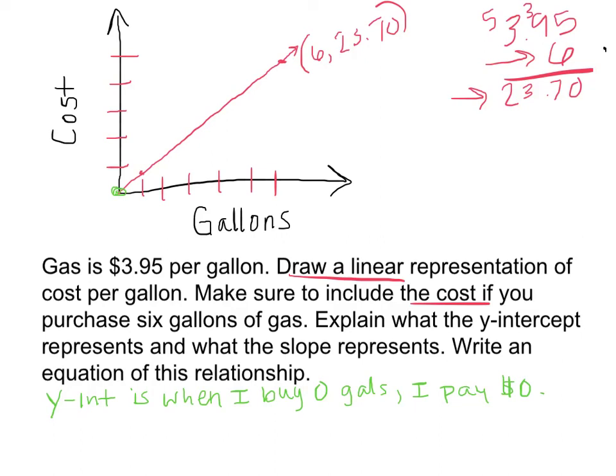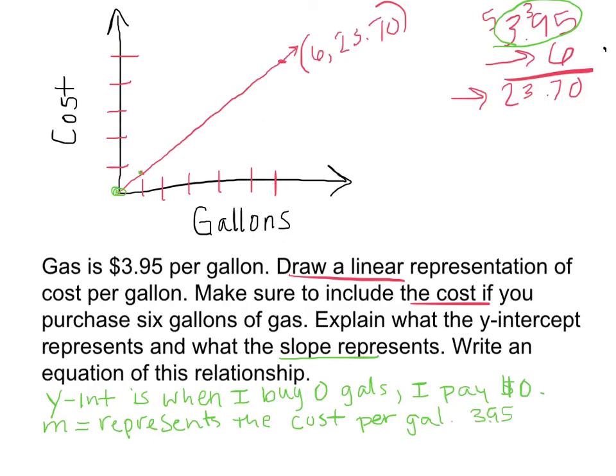Now, what's the slope? Okay, what does the slope represent? The slope is equal to what? How did we get from (0, 0) to (1, $3.95) to (6, $23.70)? Well, what we did was we had to multiply the number of gallons by $3.95. So if we're multiplying the number of gallons by $3.95, that must be our slope. The difference between (0, 0) and (1, $3.95) right here is a slope of $3.95. So slope is representing the cost per gallon, which is $3.95 over 1.